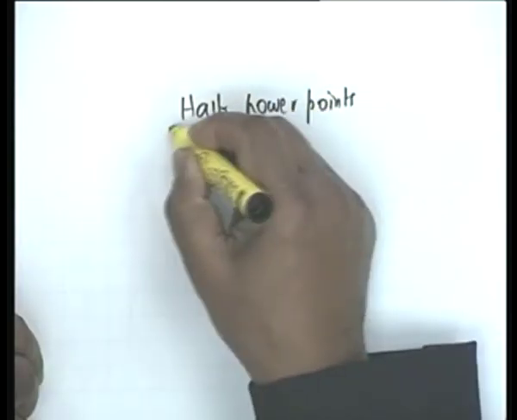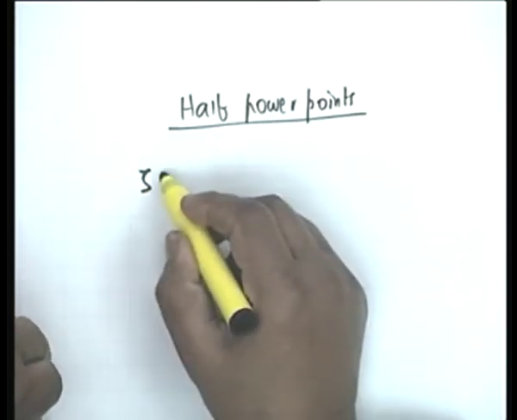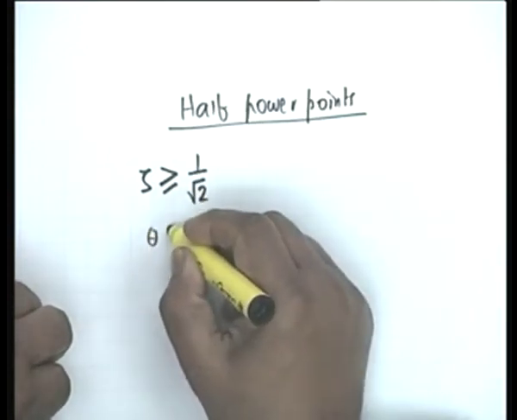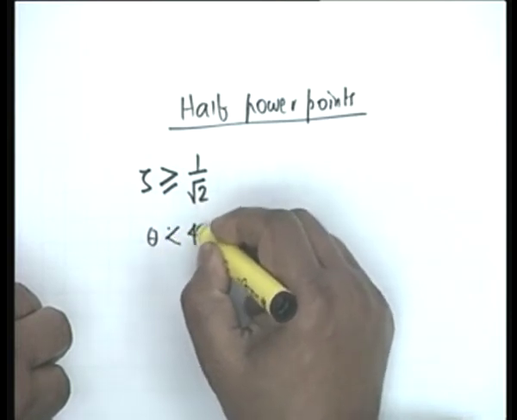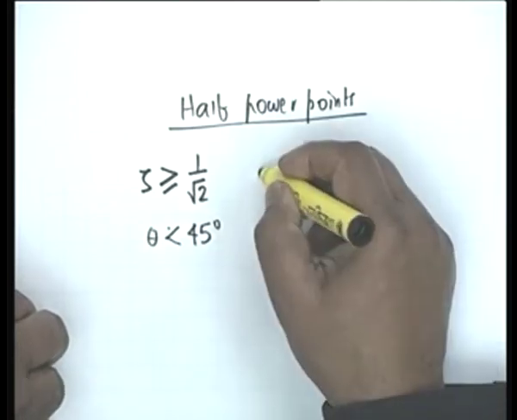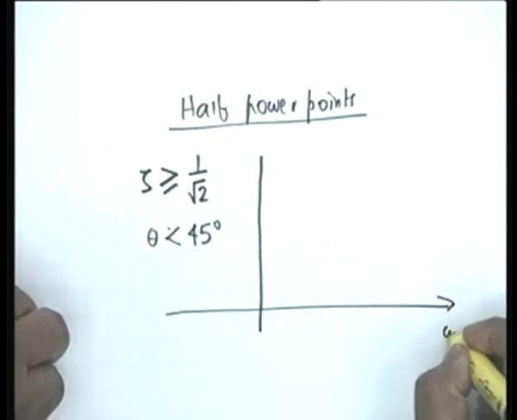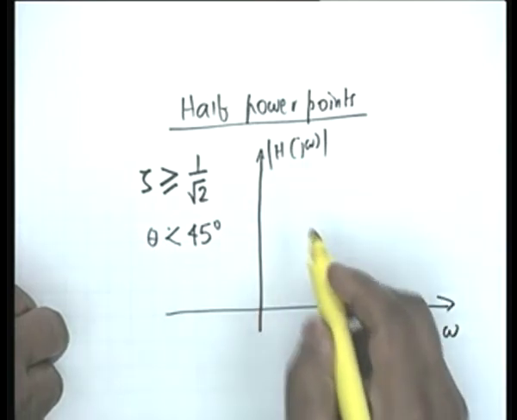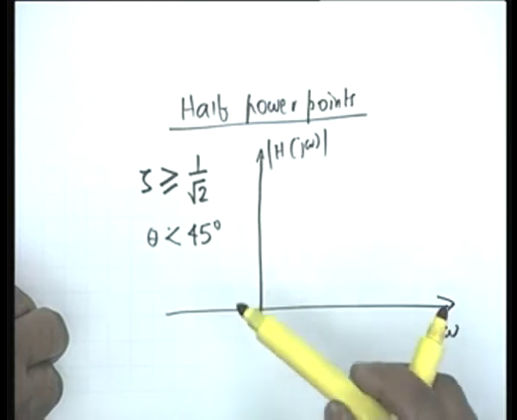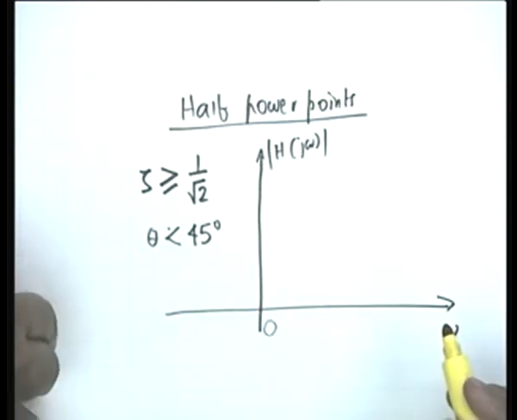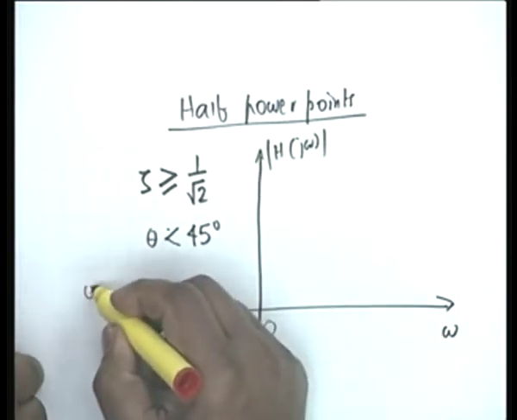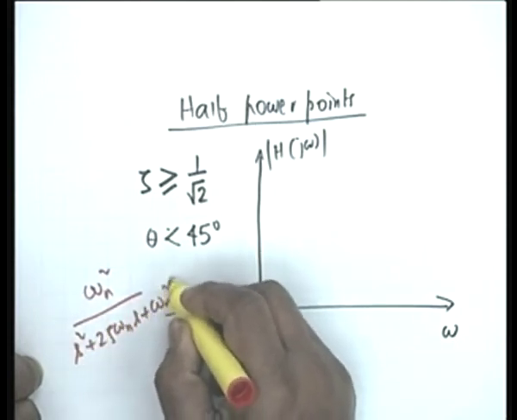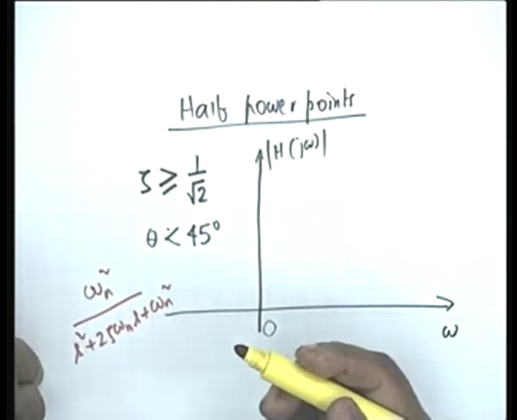Now these observations will be useful in finding out the so called half power points. If zeta is greater than or equal to 1 by root 2, that is theta is less than 45 degrees, then there is no peaking and the magnitude response, H(j omega) magnitude versus omega, would be something like this. What is the DC response? The response at 0 frequency. Well, you remember the transfer function, s squared plus twice zeta omega n s plus omega n squared. So at s equal to 0 it is equal to 1, isn't it right?